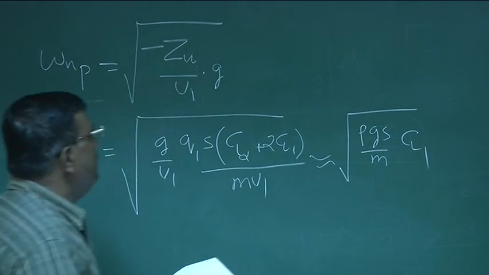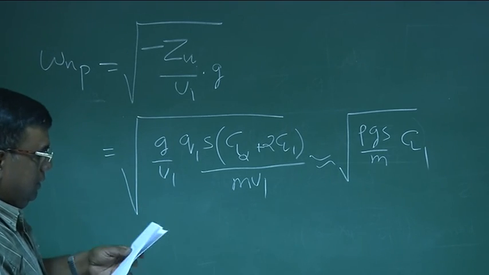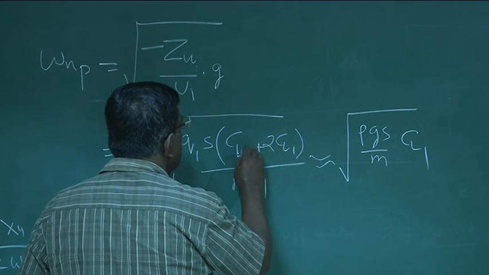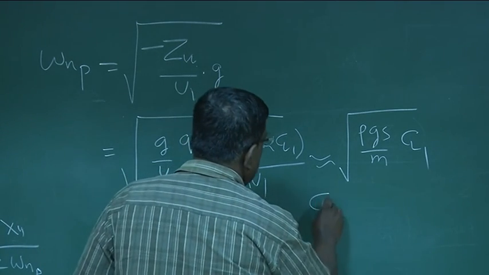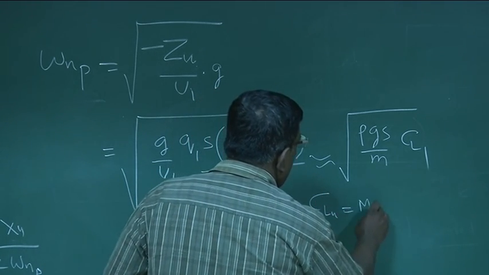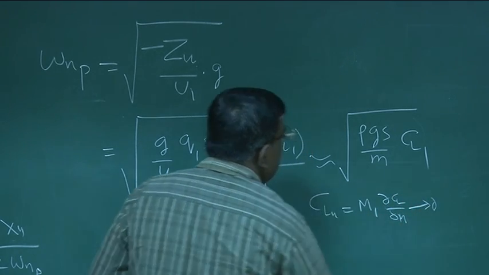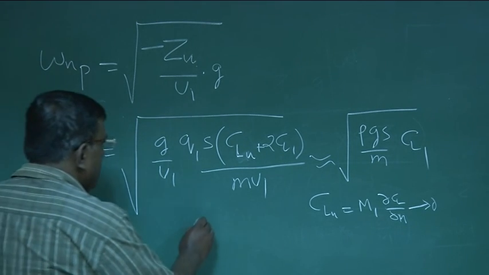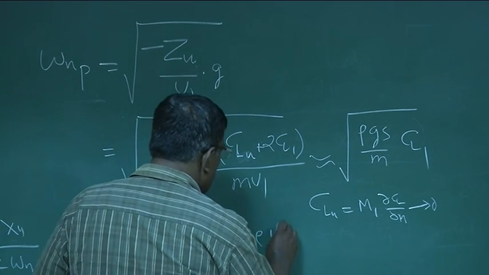What has been done? If you see here, this is CLU. This is not CL alpha, sorry, corrected. This is CLU. What is the approximation here? That I have neglected CLU, which is nothing but M1 into dCL by dM. I have put it to 0. That is, typically I am talking about a subsonic airplane up to Mach 0.6. What is Q1? Q1 is half rho U1 squared.